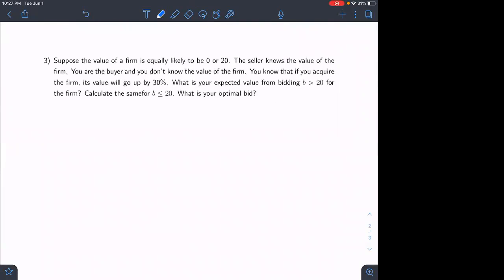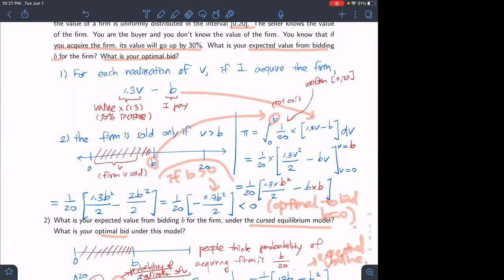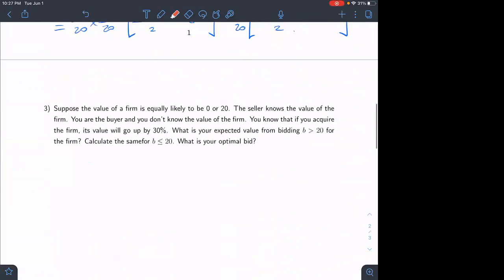Suppose the value of a firm. So why are we solving question 3? In question 1, it was a bit complicated. It was complicated because there are infinite cases of V's and B's. So in question 3, we are trying to make the question simpler, by allowing only 2 choices, 0 or 20. Then let's see what the optimal bid is in this case. So everything else is the same. If you acquire the firm, then the value will go up by 30%.